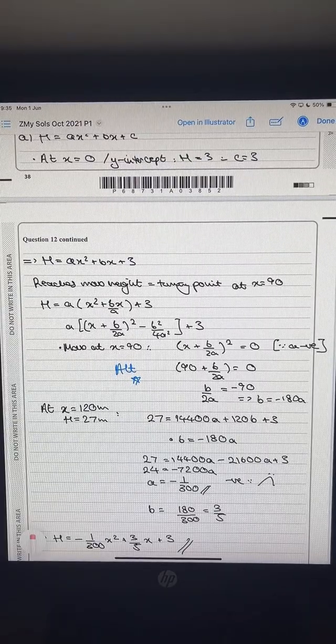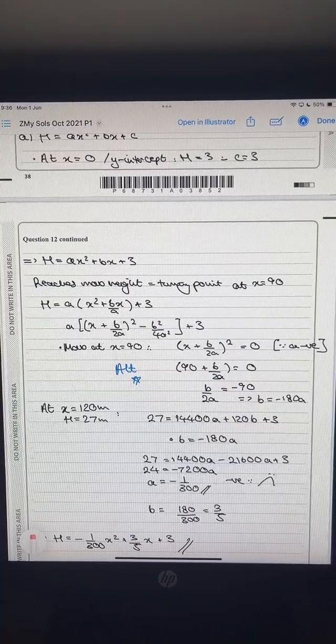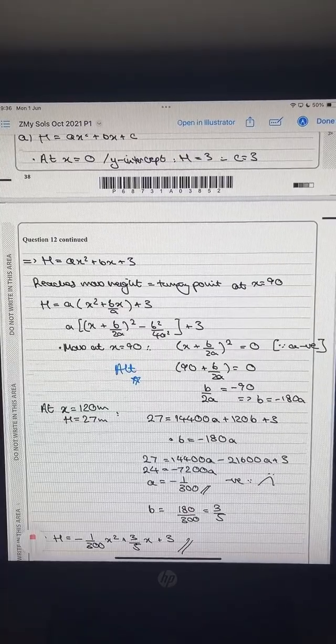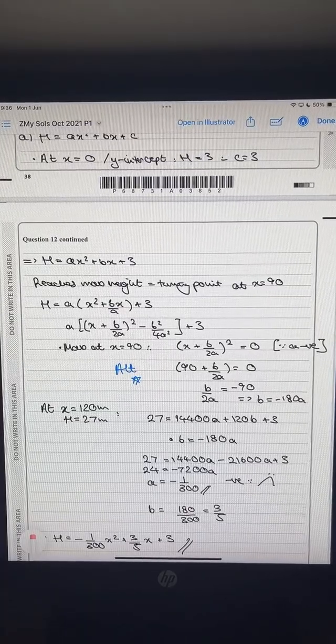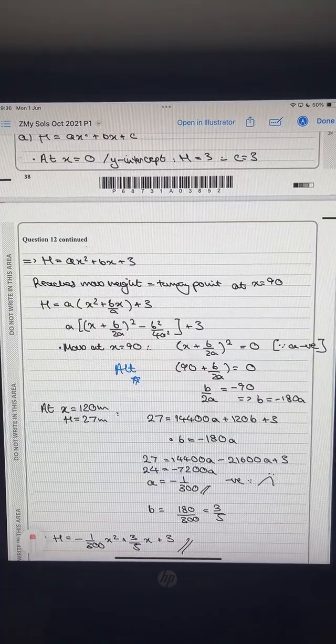So if I do completing the square, I take out my a, and then I do x plus b over 2a whole squared minus this thing squared plus 3. That's just staying on the outside. And we know it's maximum at x equals 90. So I substitute that in. So we know that 90 plus b by 2a is equal to 0.